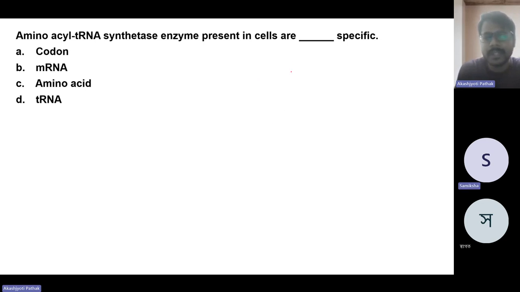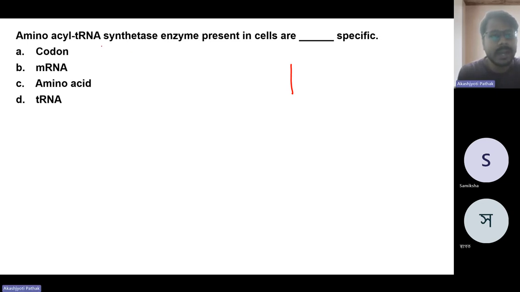So the tRNA. Option D, as we were seeing, yes. If anyone has any doubt. Sir, option D, this means answer. Yeah. Okay. Amino acid tRNA synthesis enzyme present in cells are dash specific. So you are telling that it is mRNA specific, option B.